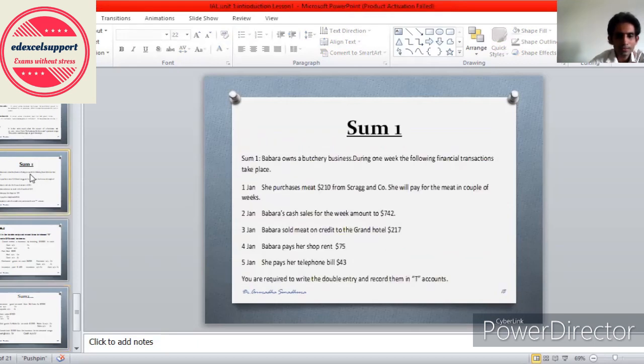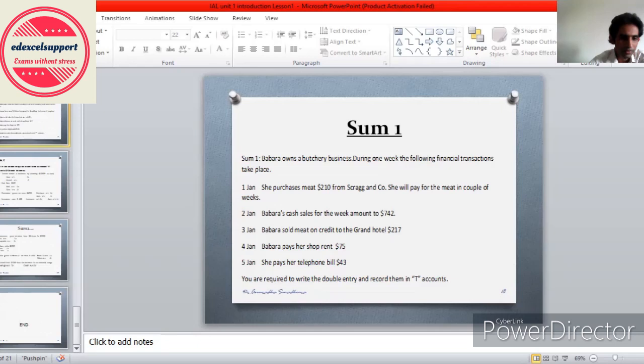So the sum 1 is there for you to do. You can try. Please, you can take a screenshot and you can try this. This is easy. So I have done one question. So I feel now you get some idea about the double entry system.